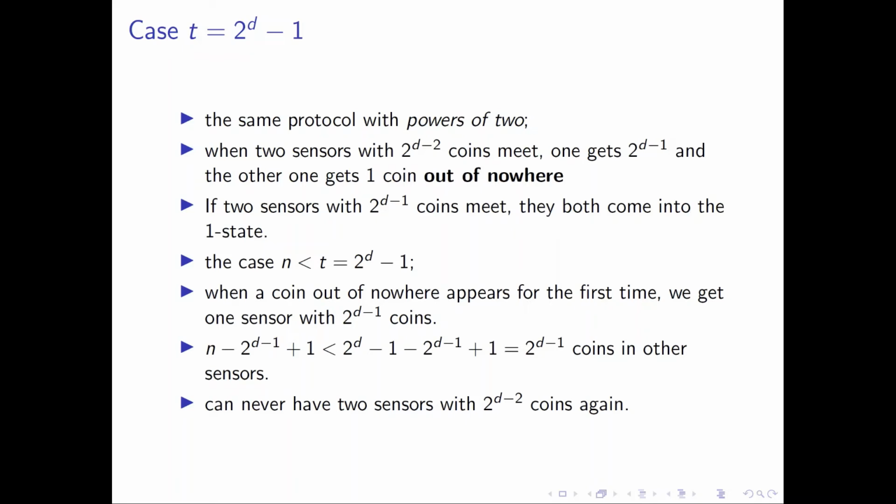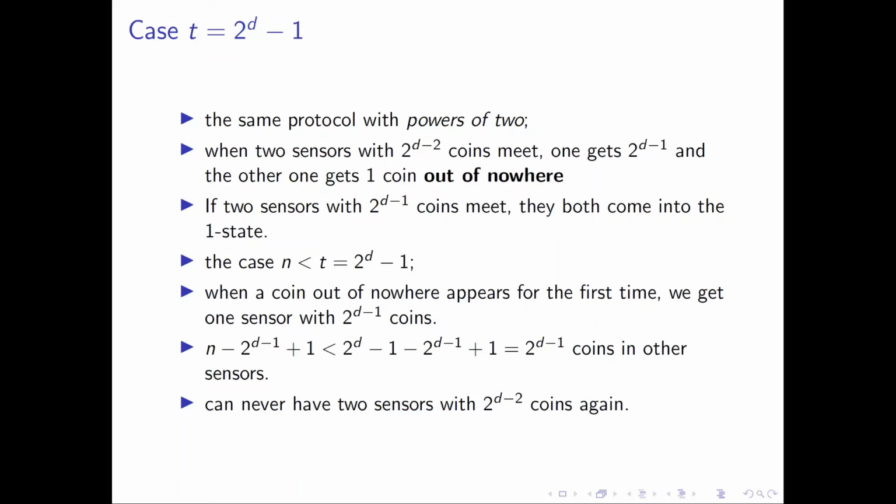So again, we have to show 2 things. First, in the case when n is smaller than our threshold, it is impossible to come into the one state. Why is that? To come into the one state, we should have at least 2^d coins, right? Because the only way we can come into the one state is when we have 2 sensors both with 2^(d-1) coins. But initially we have less than that.